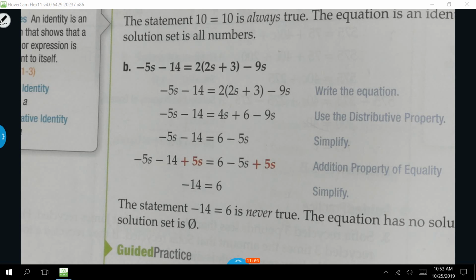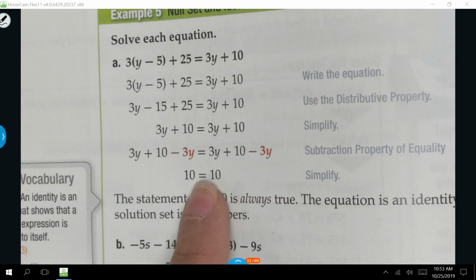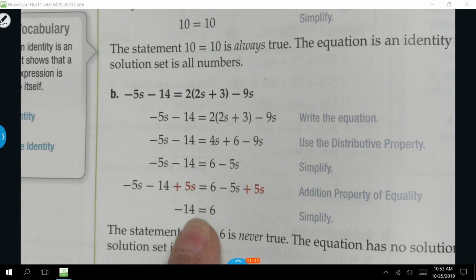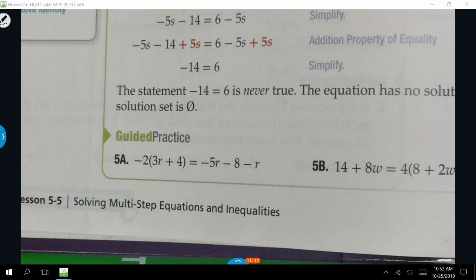So do you see in the first example, identity, how 10 equals 10? 10 equals 10. It's the same thing. That's identity. Well, that's not true. No solution. Let's try a couple of these. So we're going to do 5A and 5B. So we have one of each.